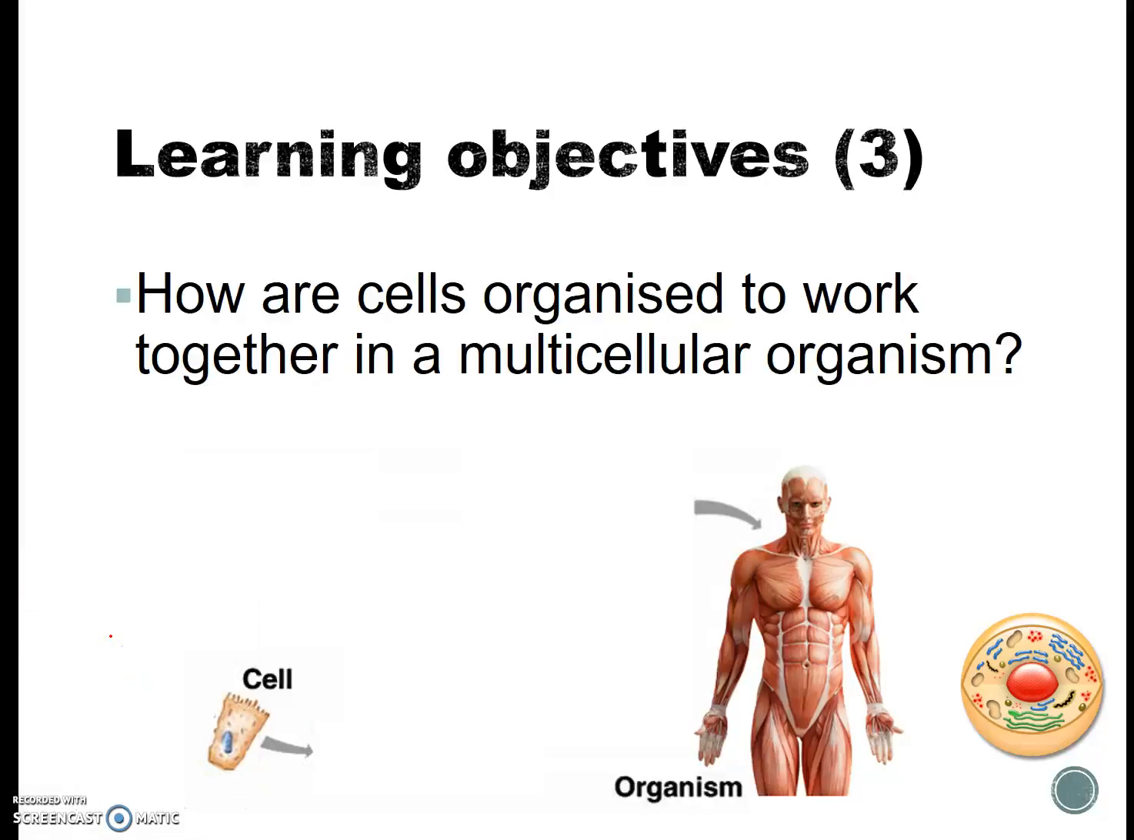In this final lesson, we're going to be talking about how cells are organized to work together in a multicellular organism. In the last lesson, we talked about specialized cells. Remember, there were red blood cells, sperm cells, and also nerve cells. How are these many cells organized so that we can form a working organism?